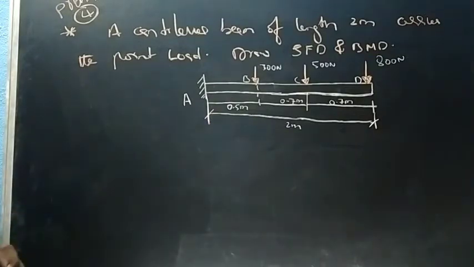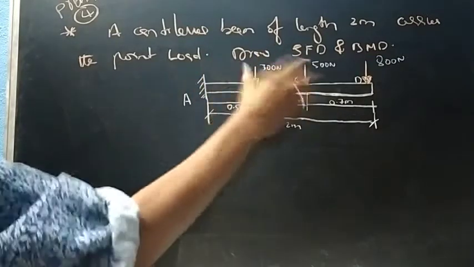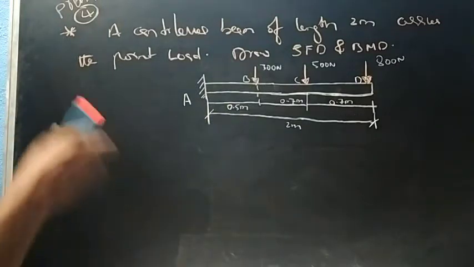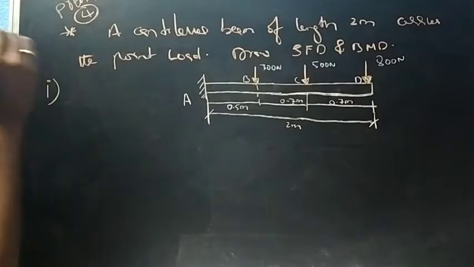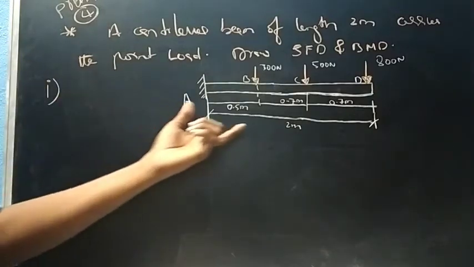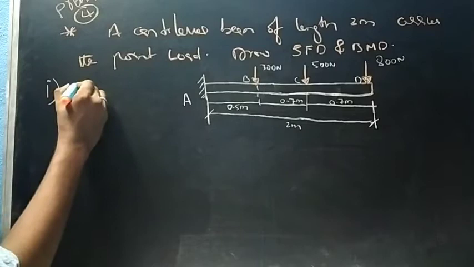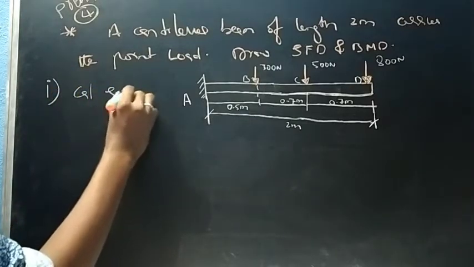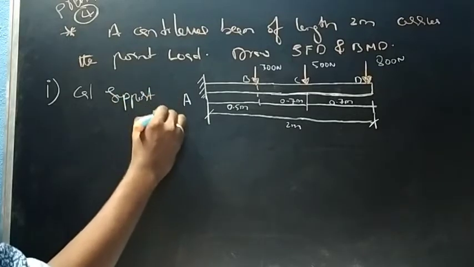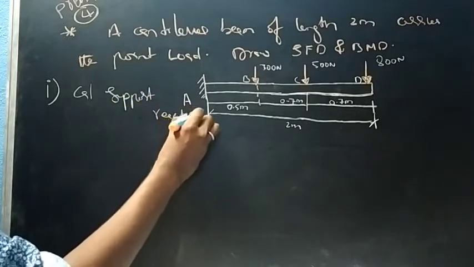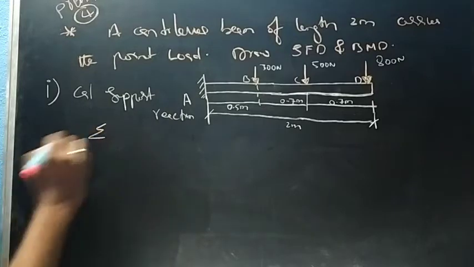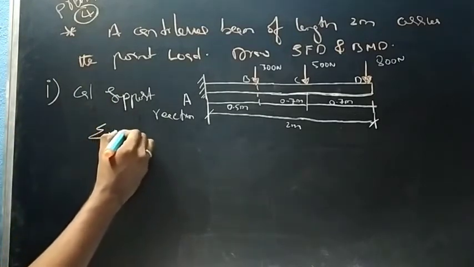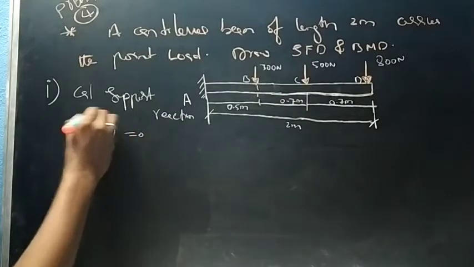So what is the first step? The first step is to find out support reactions. So step number 1, as always, we need to calculate support reactions. I know summation of Fy, or I will write summation of vertical forces, equals to 0 from the equilibrium equation.